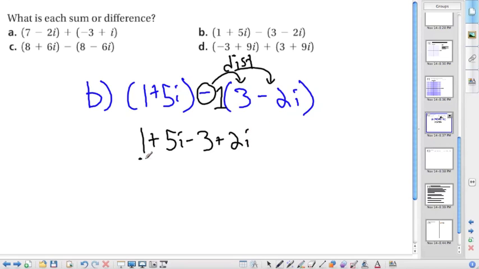Now we can combine like terms. Negative 3 and 1 becomes negative 2. 5 plus 2 is 7i.